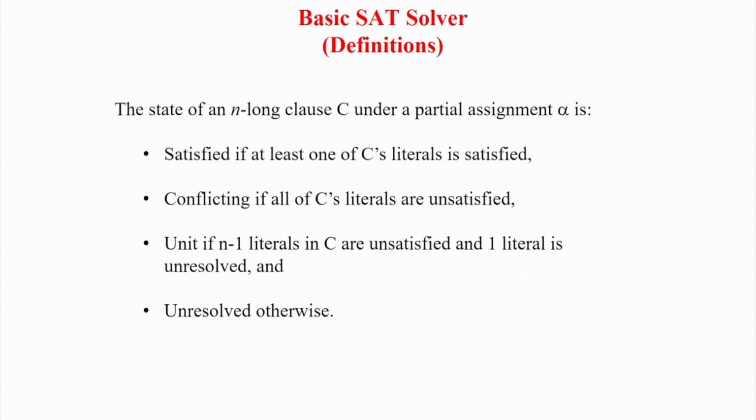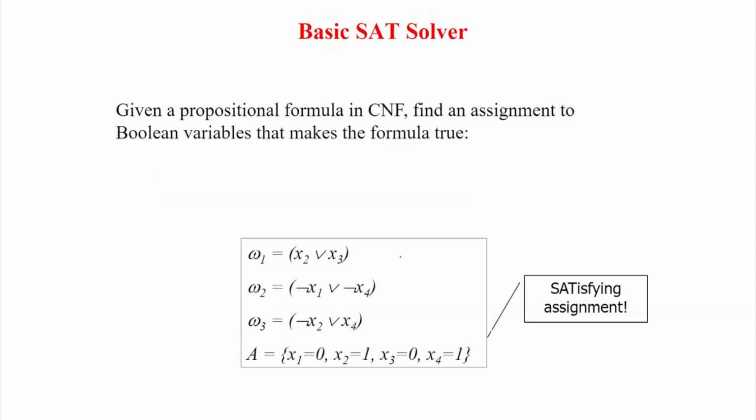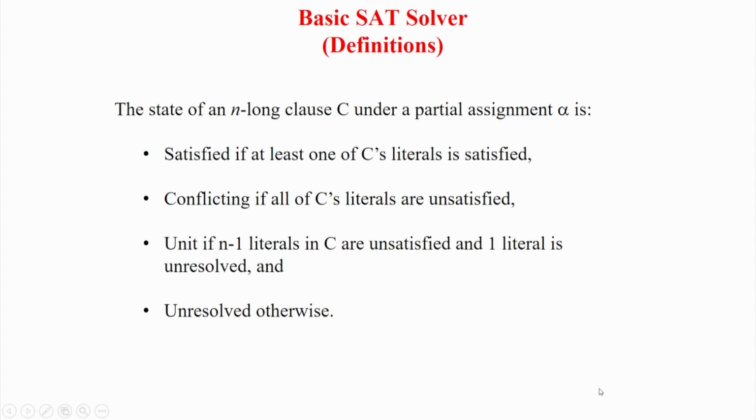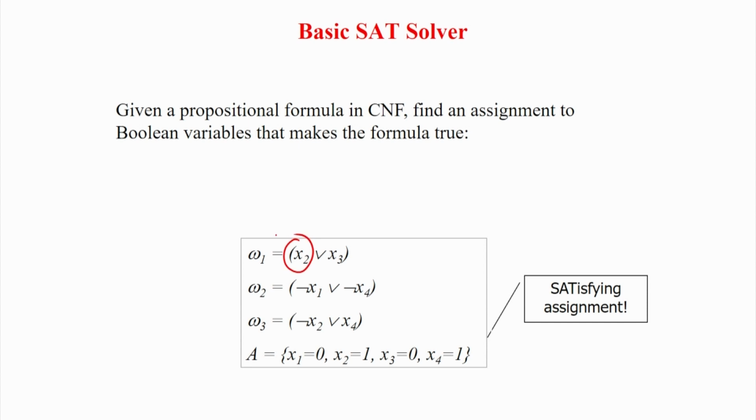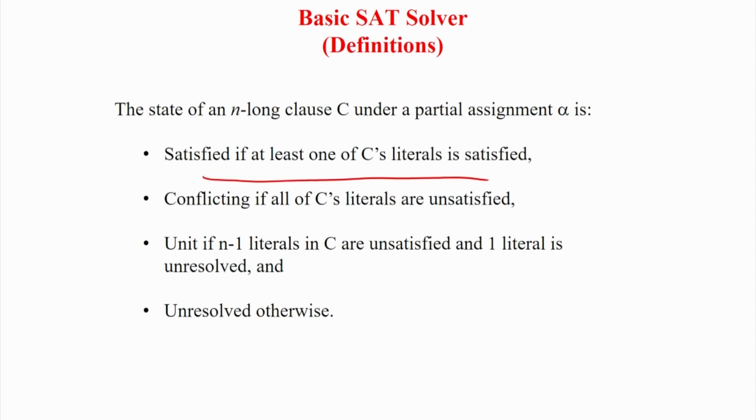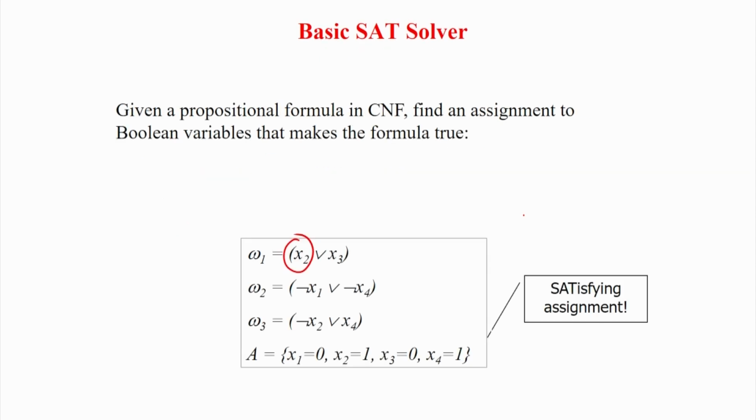Just a simple example. If you see this, as I was discussing, this is the CNF. So these are some literals, these are the clauses, and these are satisfying assignments. There are some standard definitions. As I told you, a clause is satisfied if at least one of the clause's literals is satisfied, because in this block any one of the literals has to be satisfied. Conflicting: a clause is conflicting if all of its literals are unsatisfied. That means if this is 0 and this is 0, then both of them are unsatisfied, so this clause becomes a conflicting clause.